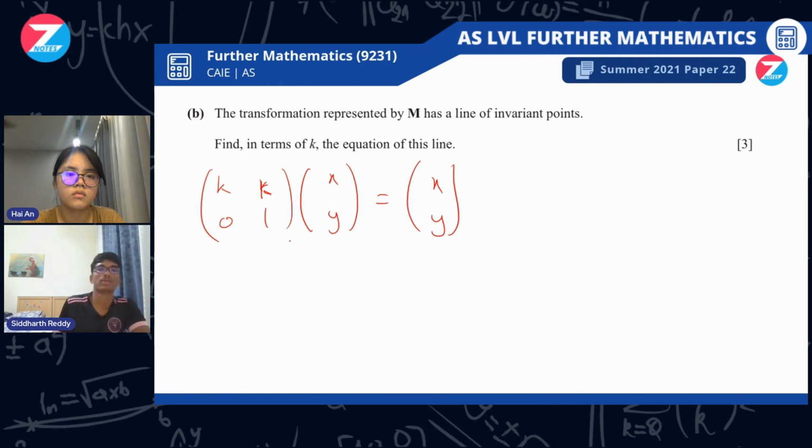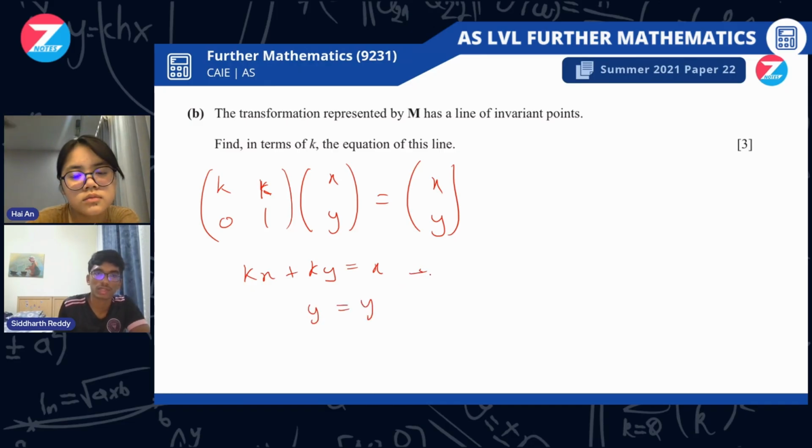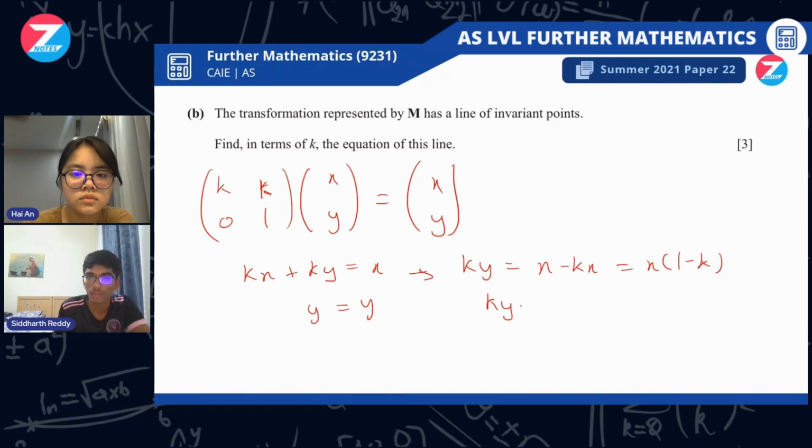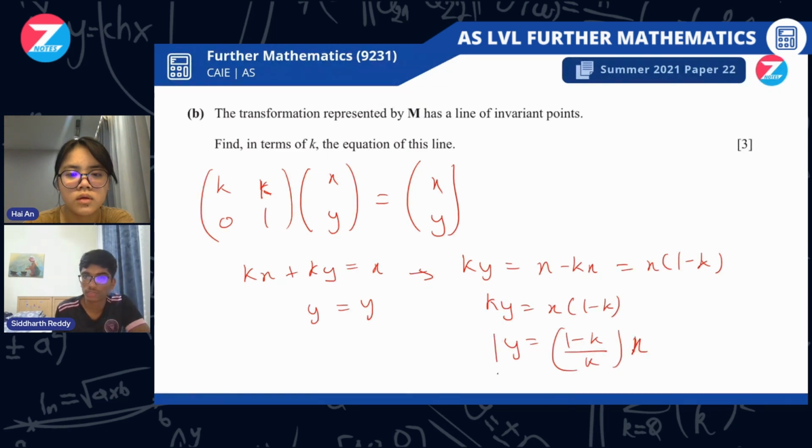Now we can write a pair of simultaneous linear equations. This becomes kx plus ky is equal to x, and 0x plus y is equal to y, which is just y equals y. Looking at the first part, we get ky is equal to x minus kx, which is x times (1 minus k). So y is equal to (1 minus k) over k times x. This is the equation of the invariant line.